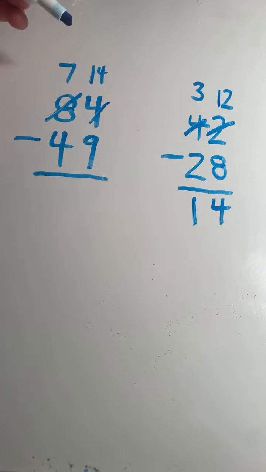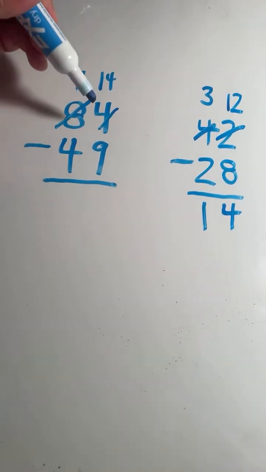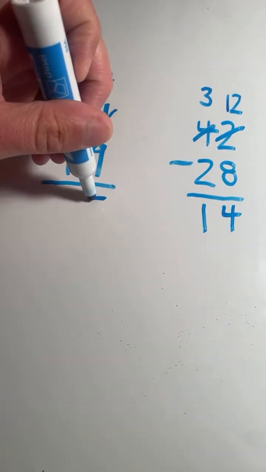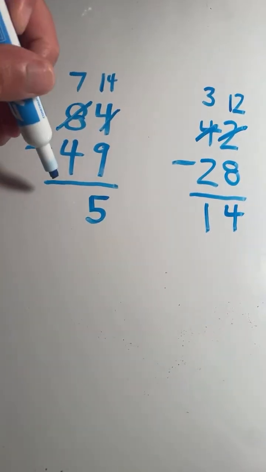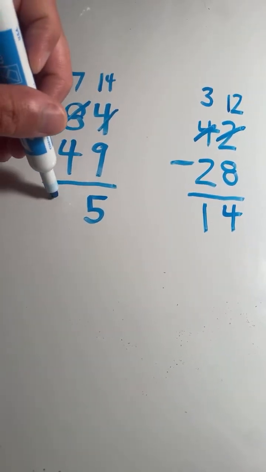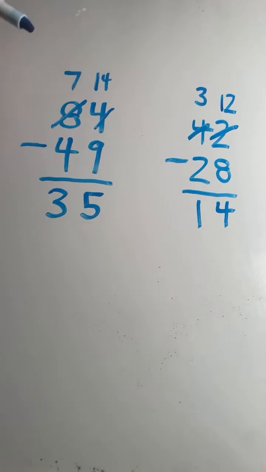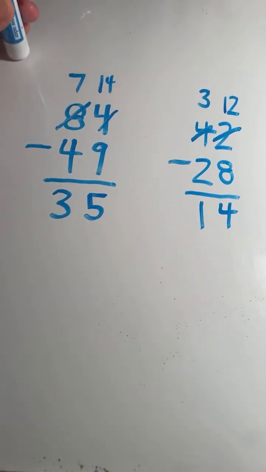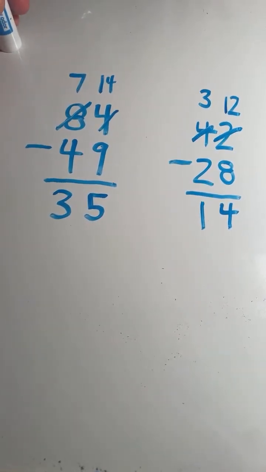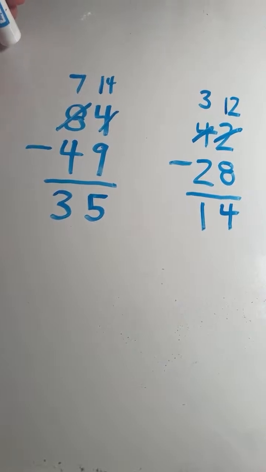And now we are ready to subtract. 14 minus 9 equals 5. 7 minus 4 equals 3. And we have our final answer. 84 minus 49 equals 35.